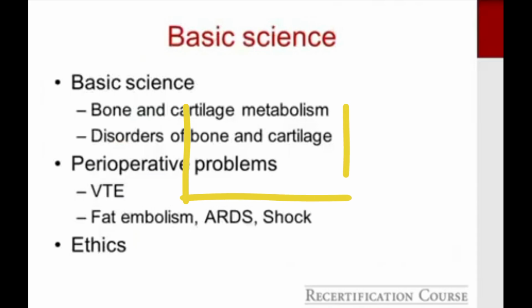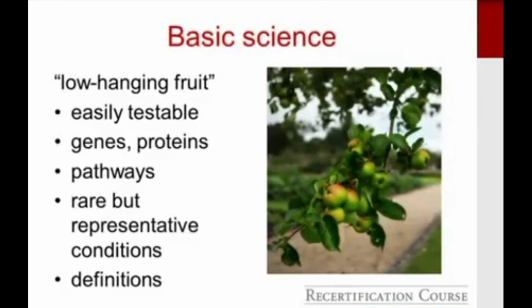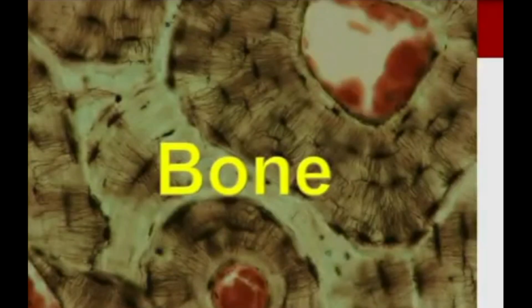So basic science, today we'll be covering bone and cartilage metabolism, disorders of bone and cartilage, some perioperative problems, and some medical ethics. I like to think that basic science is the low-hanging fruit of this test. It's very easily testable. A lot of genes and proteins, pathways, several rare but representative conditions that are easily testable, as well as definitions. So we'll start with bone.